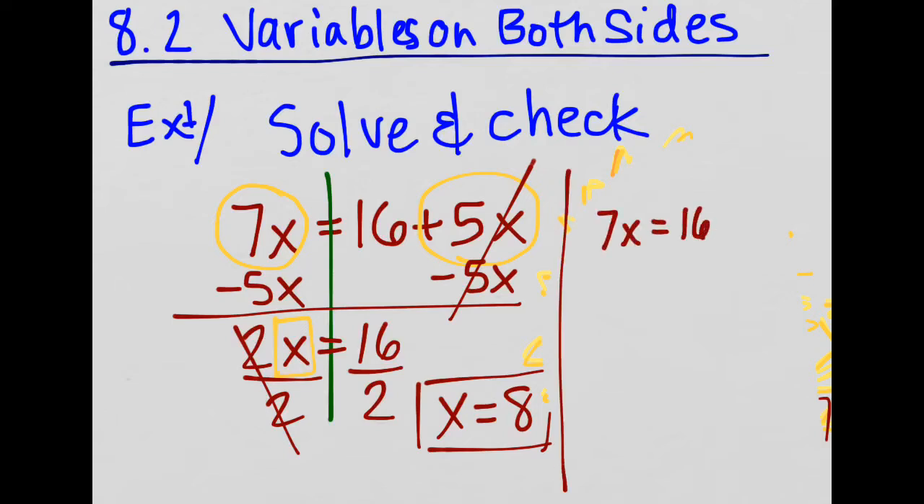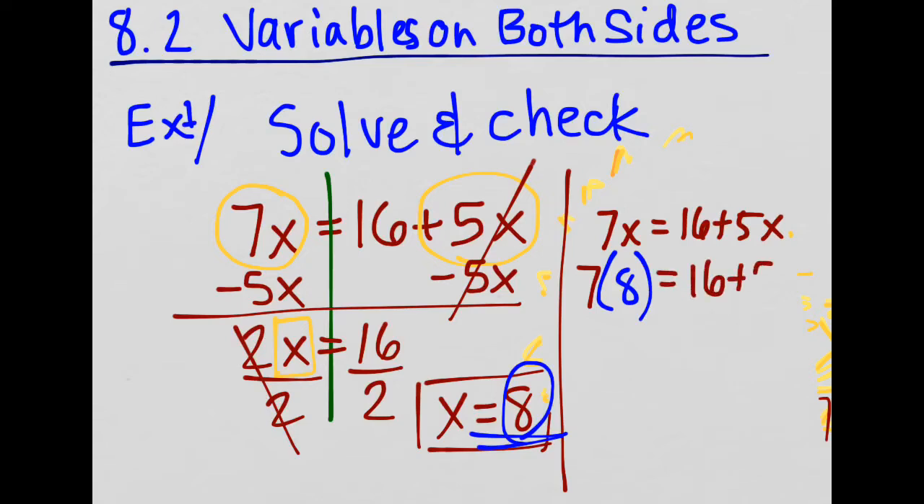7x equals 16 plus 5x. And I know that 8 is x now. So instead of writing an x, I'm going to use 8. But I need to do that every single place I see an x, not just in one of them, okay? So every place I see an x, now I'm going to use an 8 instead, and we'll simplify it and see if the statement's true, okay?